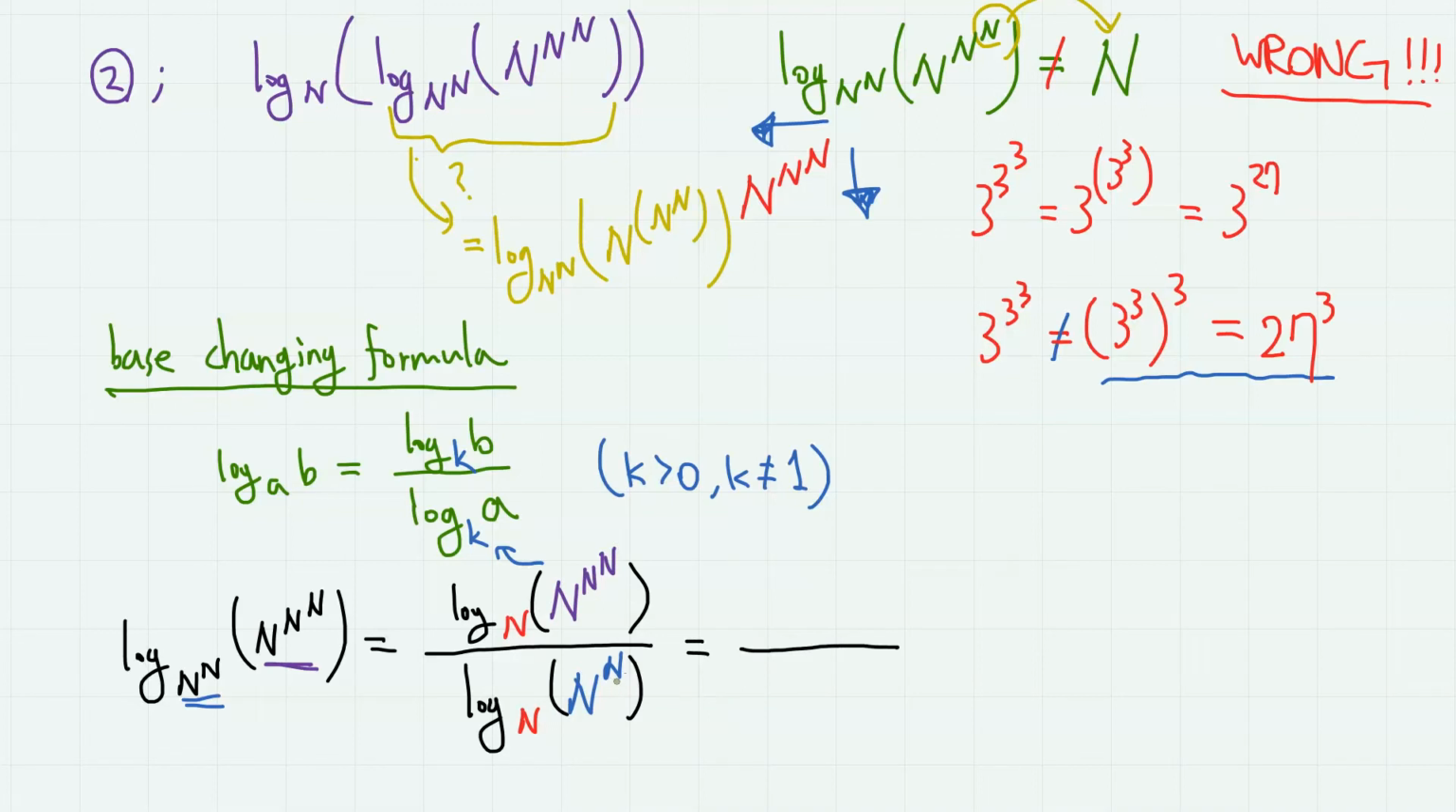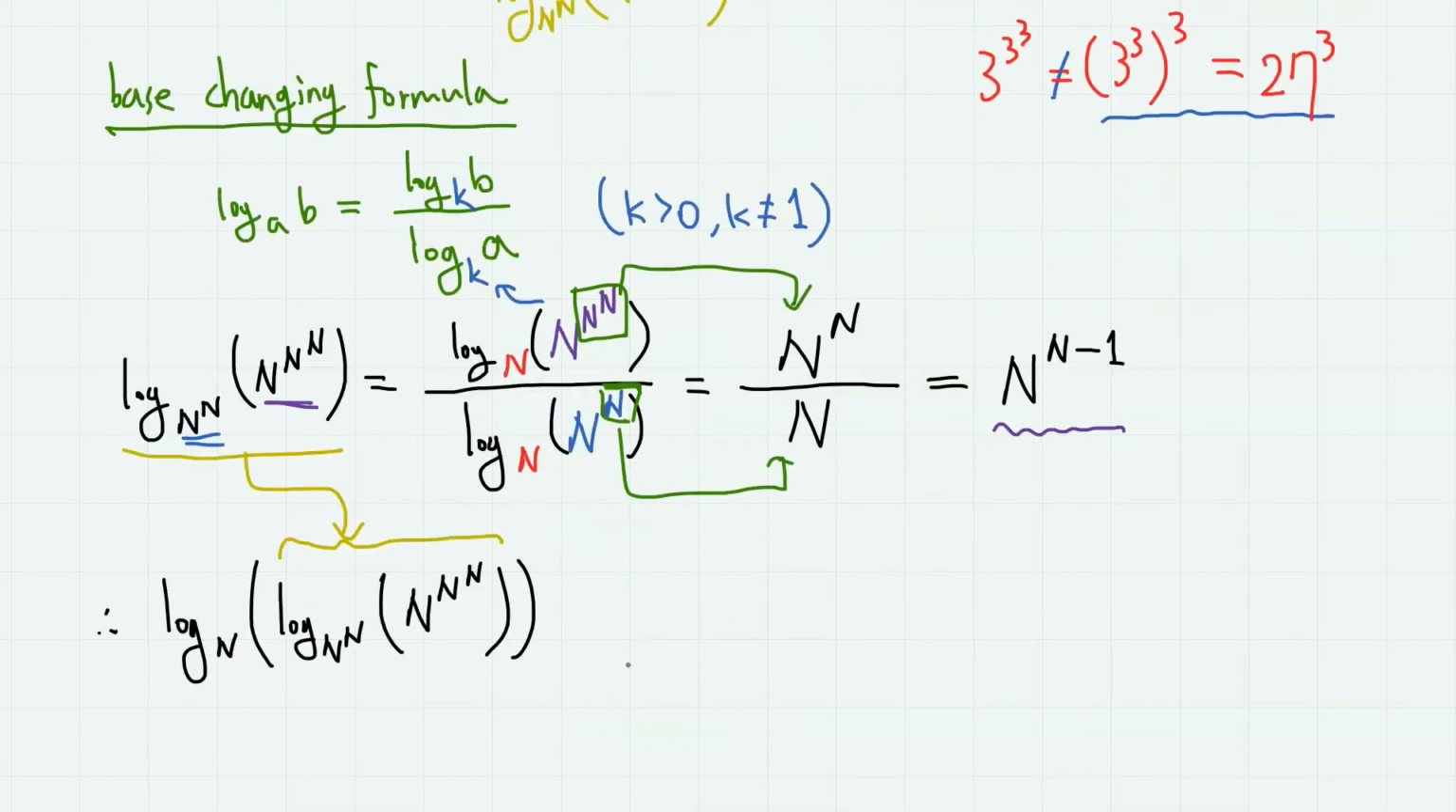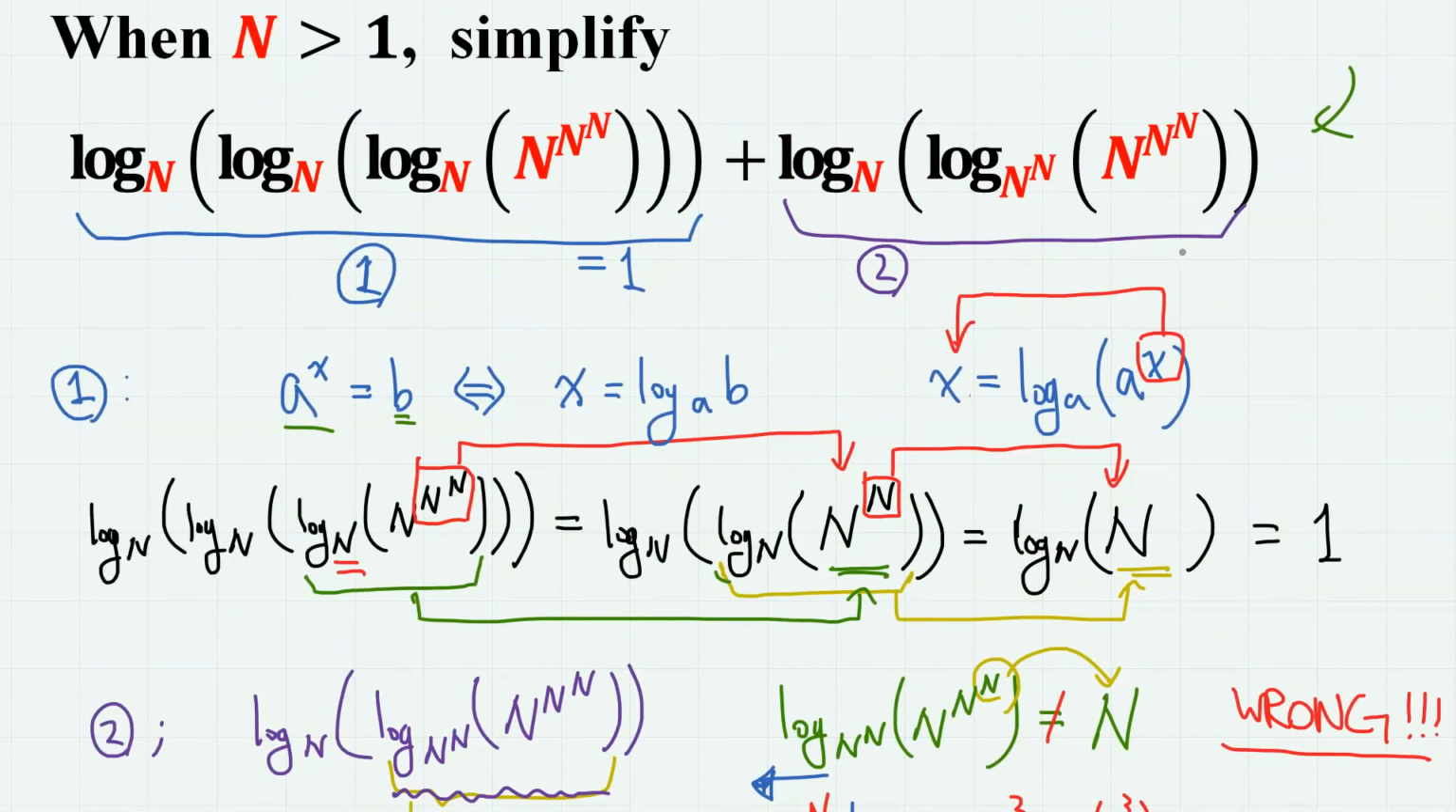Therefore, in the denominator, this exponent is being extracted, so we have n as the denominator. And in the numerator, this exponent is extracted, so we have n to the n. Therefore, we have n to the n minus 1. And that was for this part. So the entire second term is log base n of n to the power of n minus 1. So therefore, it is n minus 1. So therefore, for this second term, it is n minus 1.